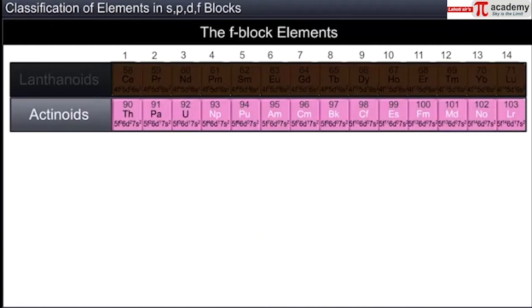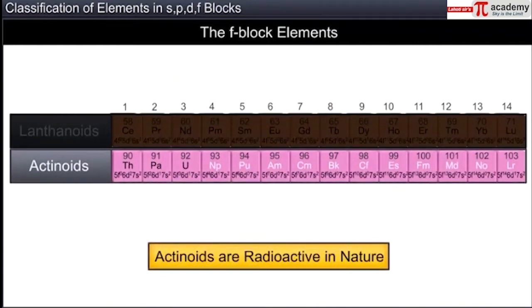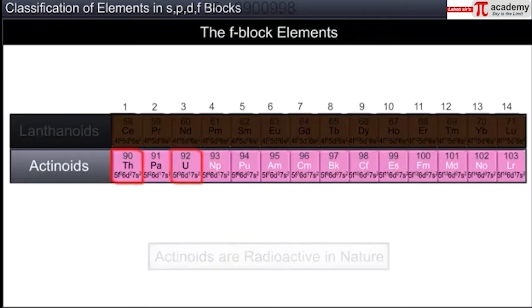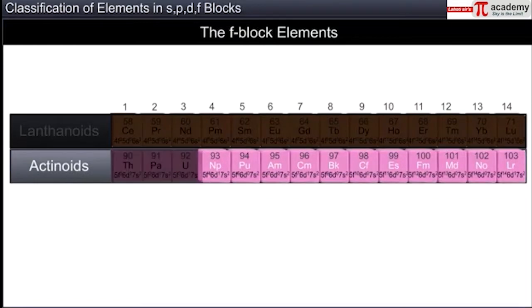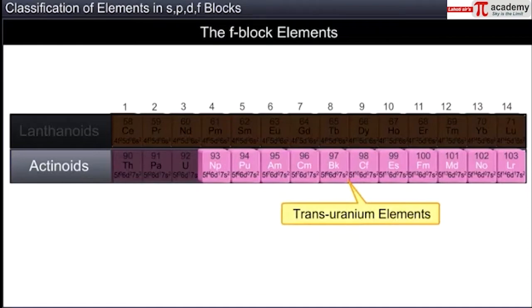Unlike the lanthanoids, actinoids are radioactive in nature. Very few of them, like thorium and uranium, occur in nature, and most of them are artificially made by nuclear reactions. The elements after uranium are called transuranium elements.